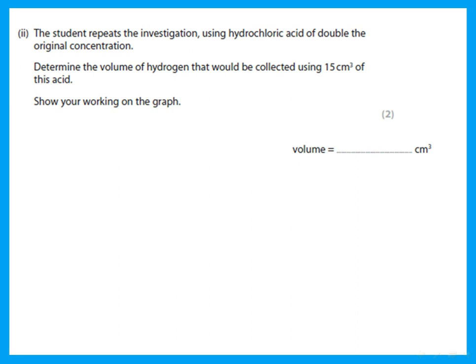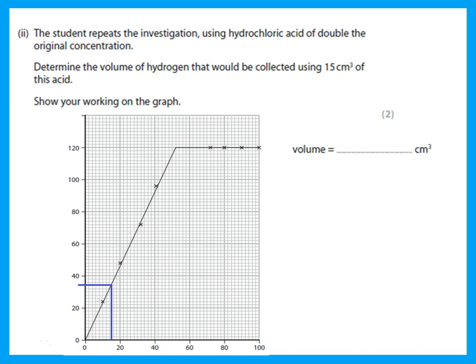The student repeats the investigation using hydrochloric acid of double the concentration. Now, determine the volume of hydrogen that would be collected using 15 centimeter cubed of this acid. So he's using a more concentrated acid. That means if I look at the graph, I get 34 when he's using the normal concentration. If he uses double the concentration, then he should have twice the volume of gas. So instead of 34 that we get from the graph, it should be 68 centimeter cubed.